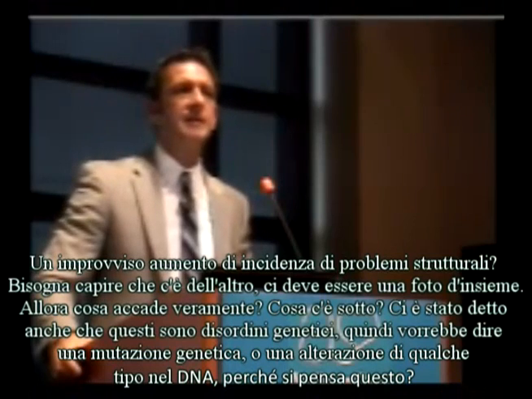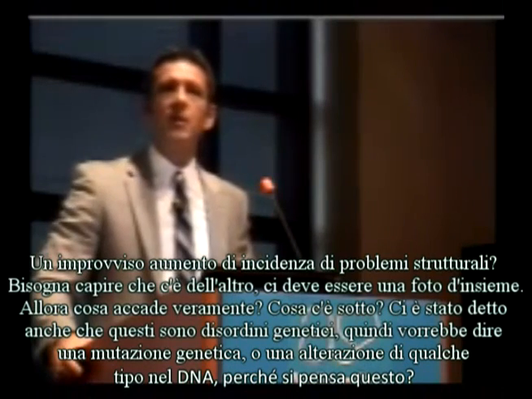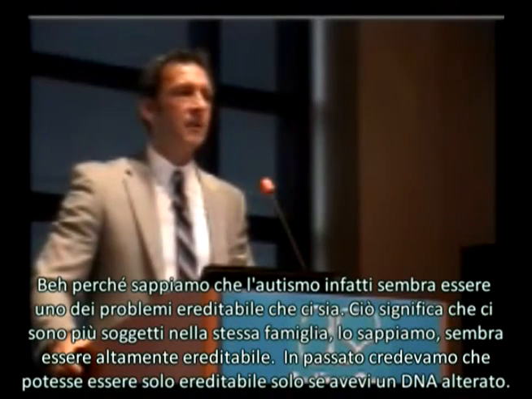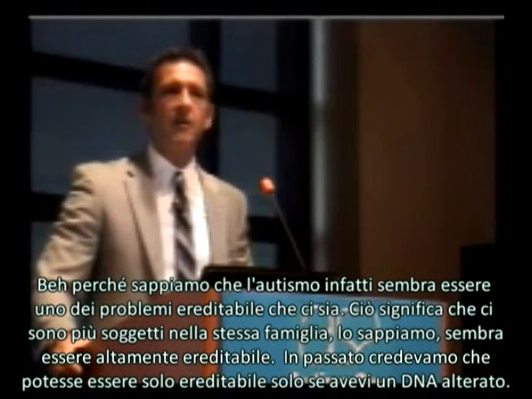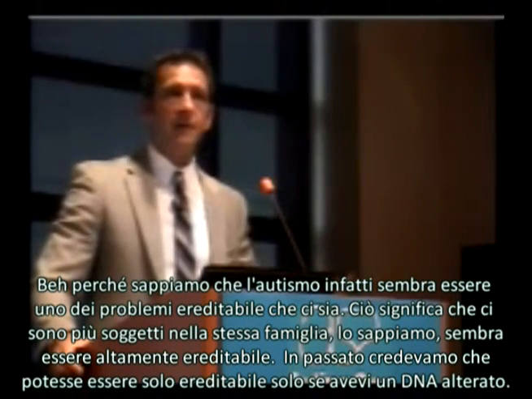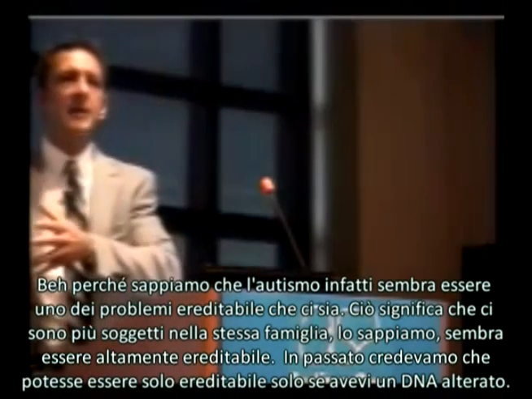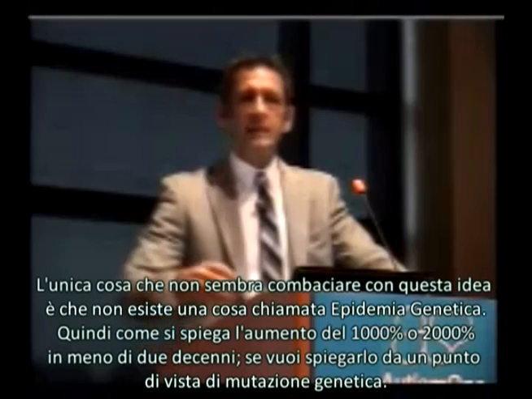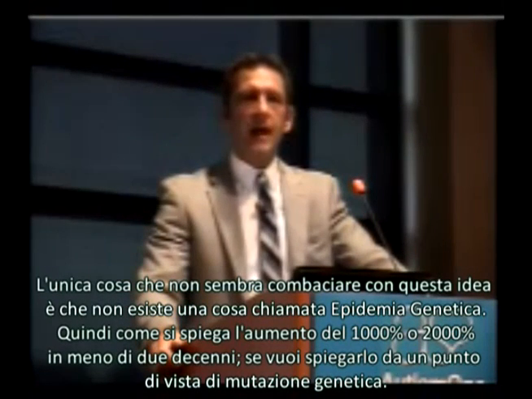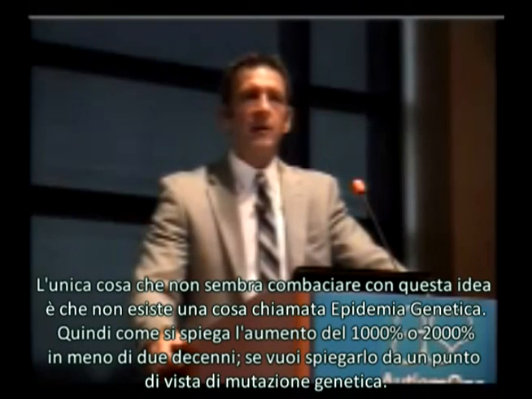What's driving this? We're told that these are genetic disorders, and by most people that means that it's a gene mutation, some sort of altered DNA. Why do we believe that? Well, because we know that autism, in fact, is probably the most inheritable disorder there is, meaning it runs in families, and it seems to be very highly inheritable. So the belief in the past was that it could only be inherited. You could only pass on something if you actually altered the genotype or the DNA. And we see that. Now, the only thing that doesn't seem to match with that is there's no such thing as a genetic epidemic. So how do you go up roughly 1,000 or 2,000% increase in less than 2 decades if you're looking at gene mutations?